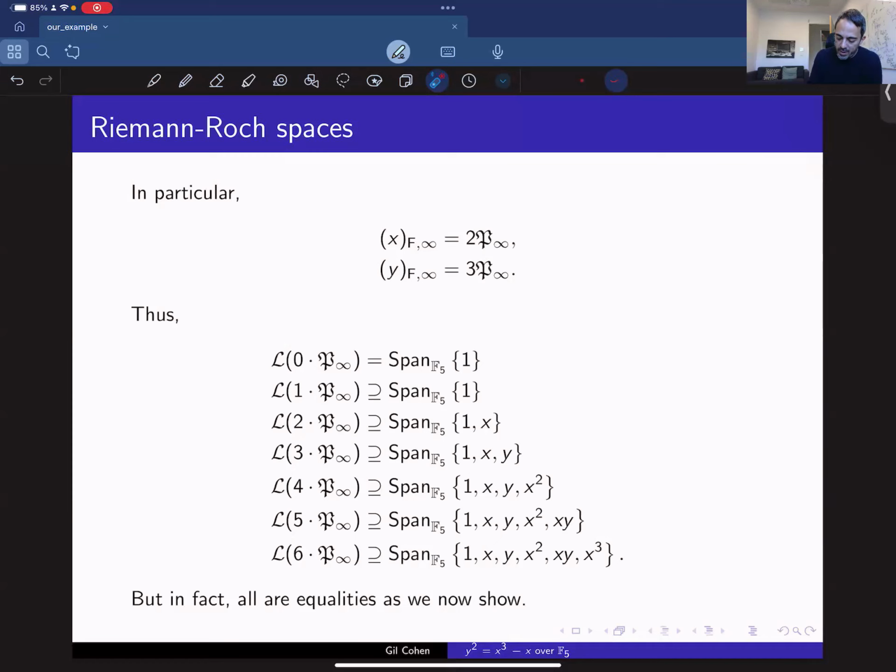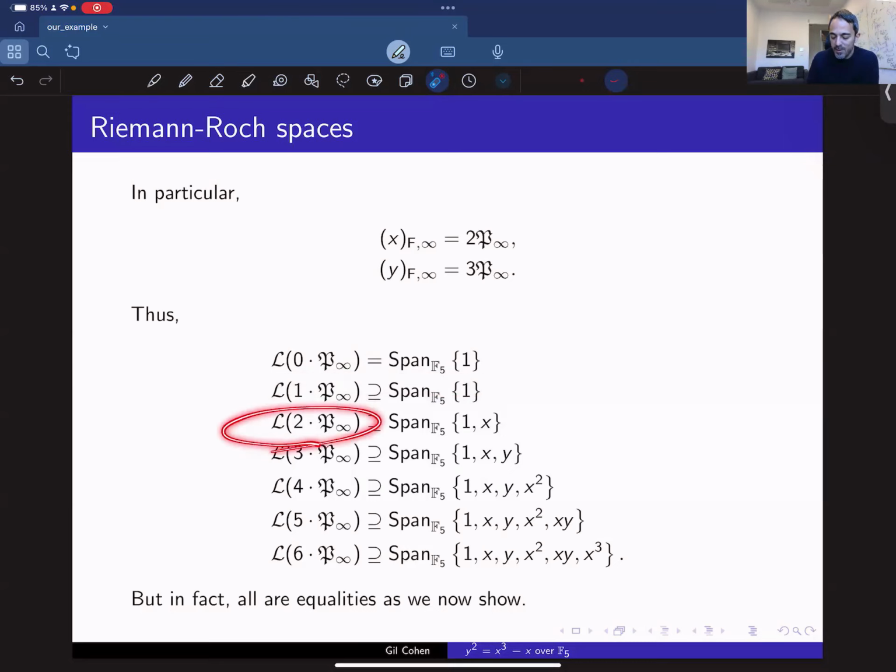Now, 1 is also an element in L of 1 p infinity, just because this contains that. But as you'll see in a second, there is no other function. The dimension of this is also going to be the same as the dimension of that. It's going to be 1 and not 2. Potentially, it could have been 2, but there is no function here. You will see in a second why.